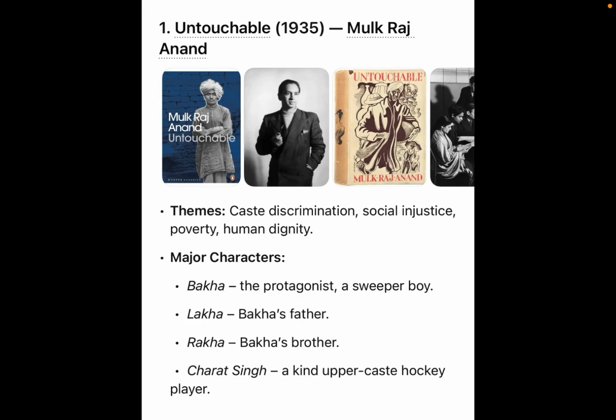So the first important work is Untouchable. Untouchable is a novel written by Mulk Raj Anand. It was published in the year 1935. And then what does the themes talk about? It talks about caste discrimination, social injustice, poverty and human dignity.